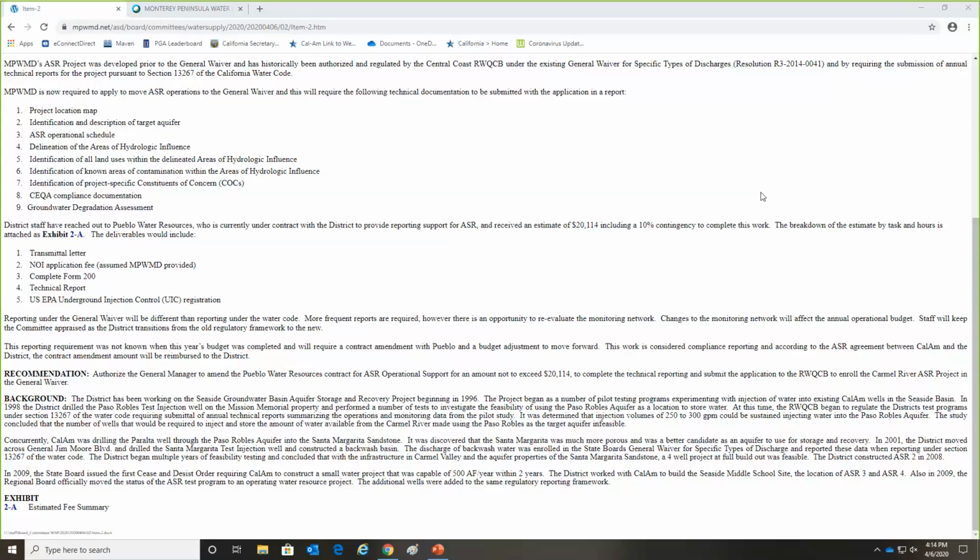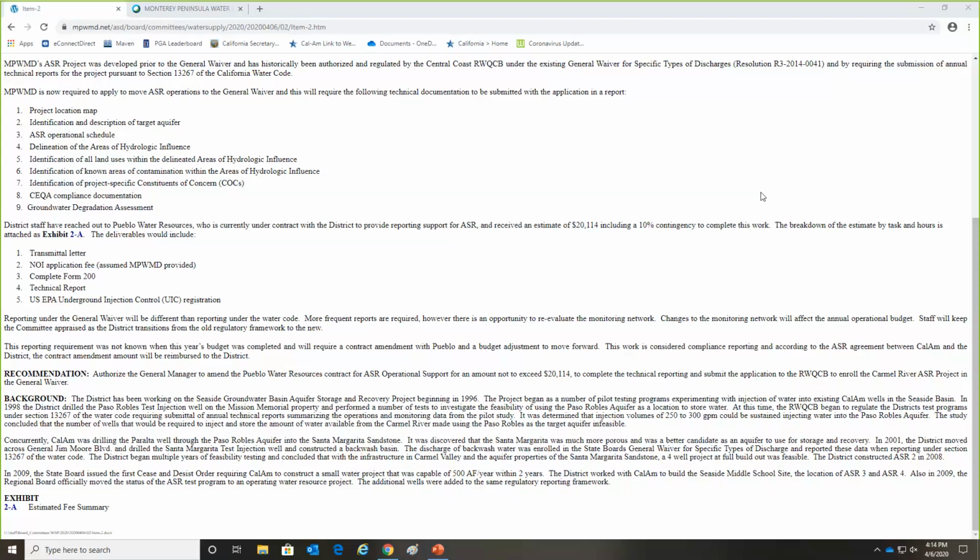I have one question. It says that one of the requirements is to meet a CEQA compliance documentation. Is there a CEQA study related to this, or is it a neg dec? It seemed like it ought to be a neg dec, but is that the nature of the CEQA question?